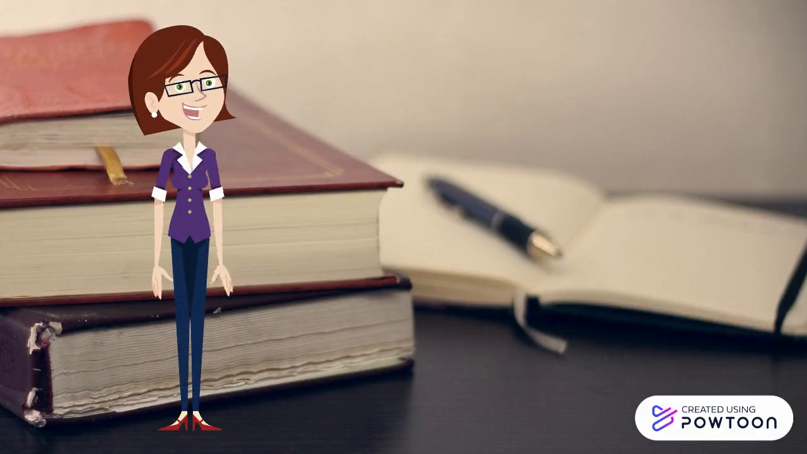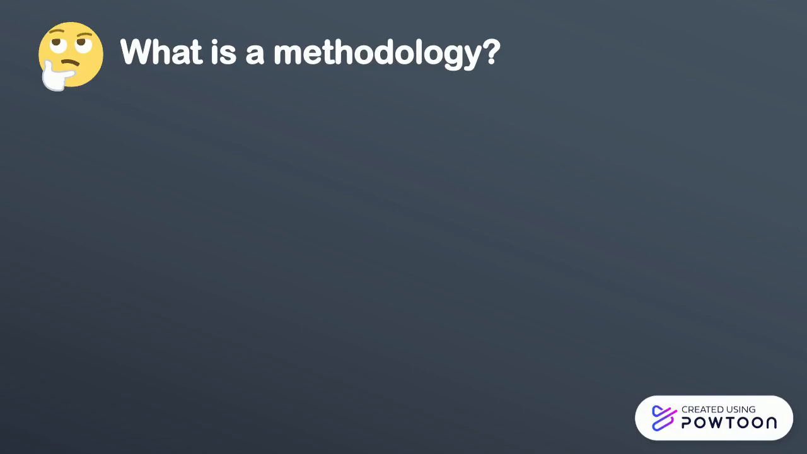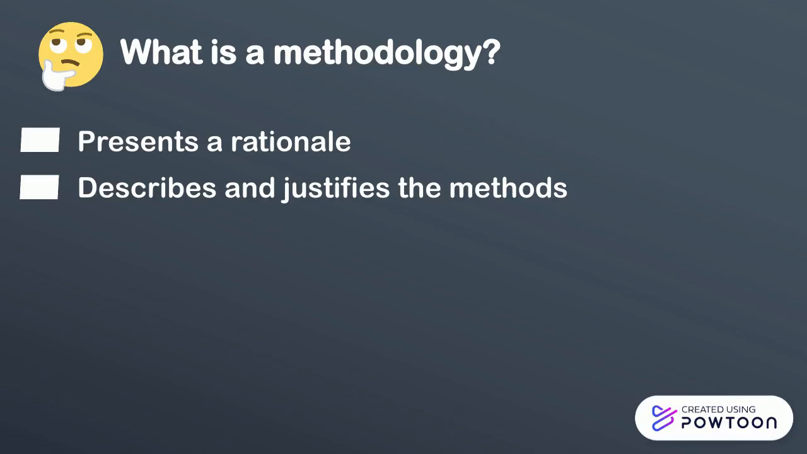Hi, in this video I will explain how to write a methodology section of a research thesis or dissertation. The methodology section is designed to present the rationale for the approach that you took when you did your study. So it describes and justifies the methods of research and analysis you used, and you justify these using literature where other studies have demonstrated the validity of your approach.